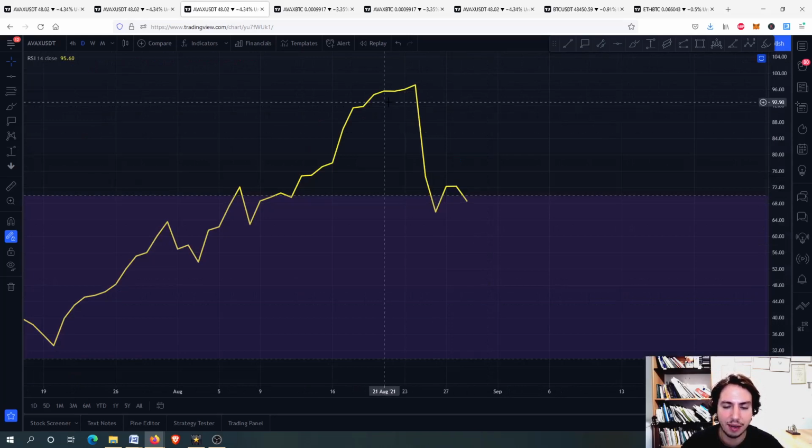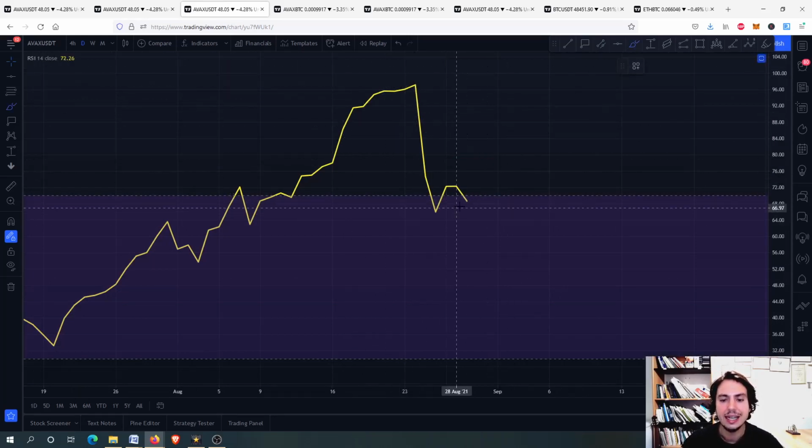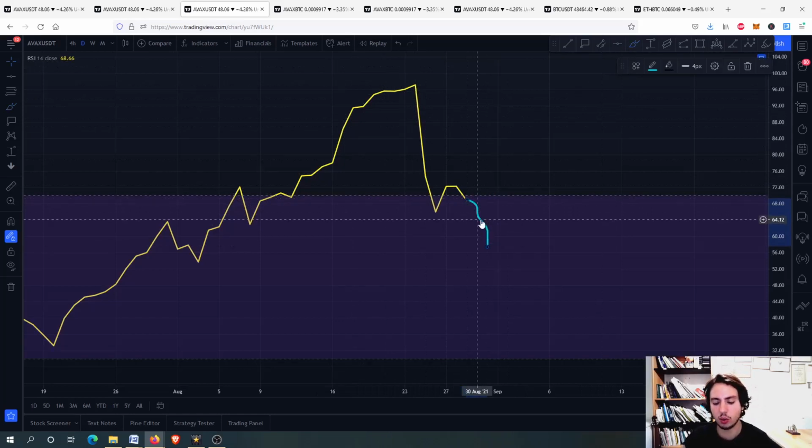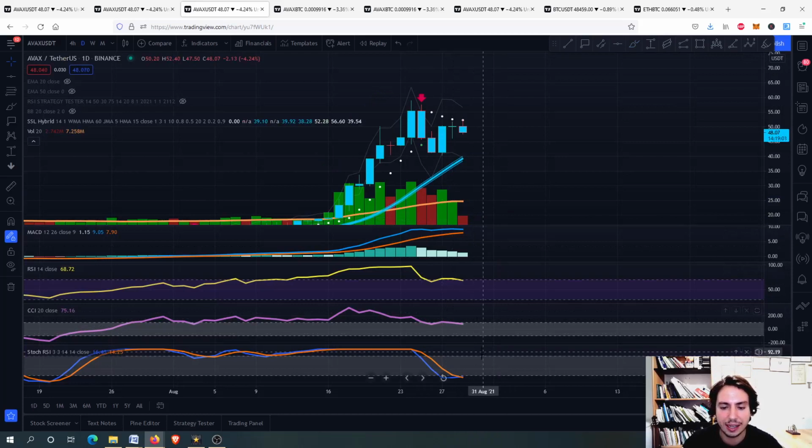Let's see a little bit the Avalanche. You can see that we had a very high risk. That means it is very healthy to correct. Okay, it's very healthy to correct. You can see on the daily frame we had a very high risk.